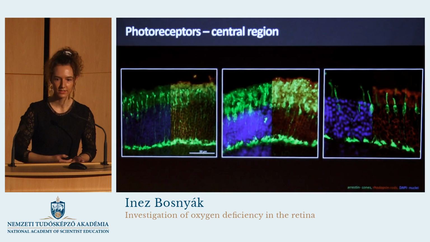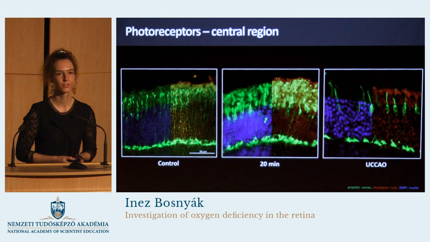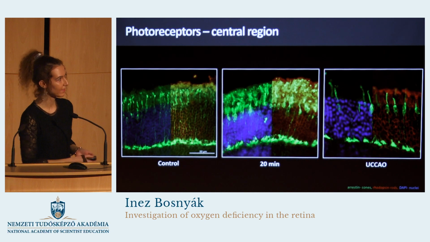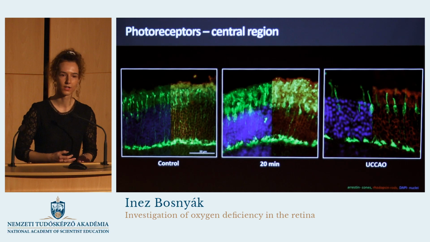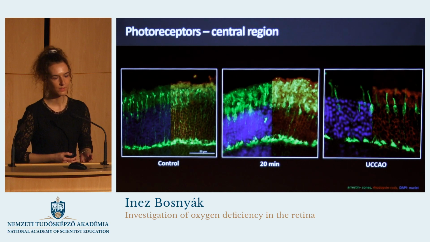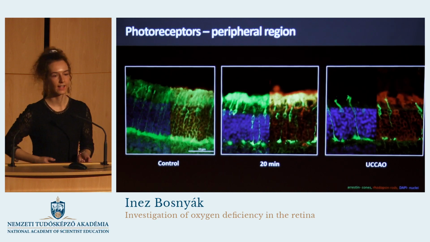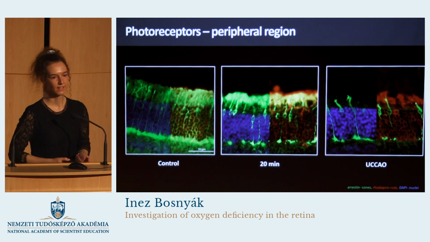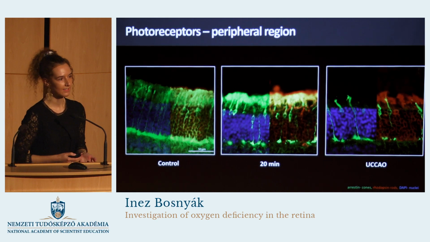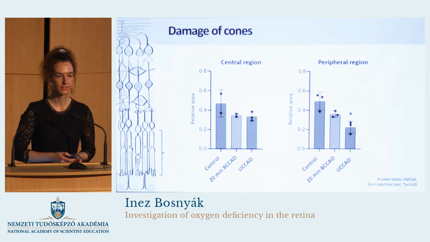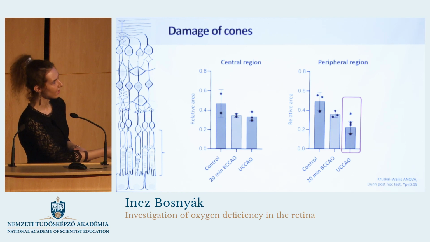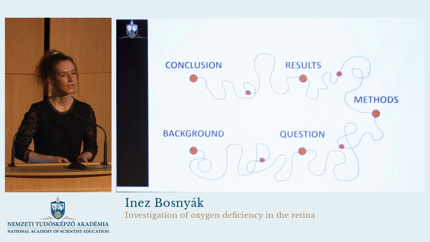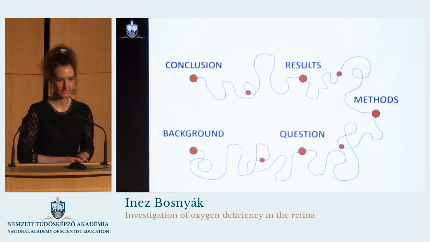This was in contrast with our immunohistochemistry results, where photoreceptor labeling was also performed. You can see the cones in green, the rods in red, and all nuclei with blue staining. We observed a cone loss in the UCCAO group, which was much more pronounced in the peripheral regions of the retina. But these are just preliminary results, so we have to increase our sample size. After quantification, this means a significant increase in the UCCAO group in the peripheral region, but not in the central region.